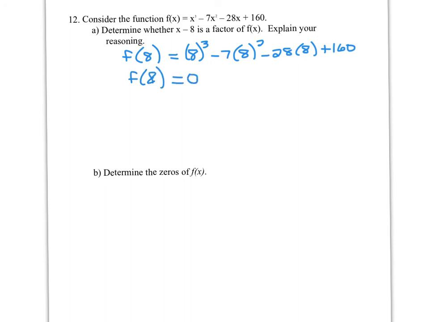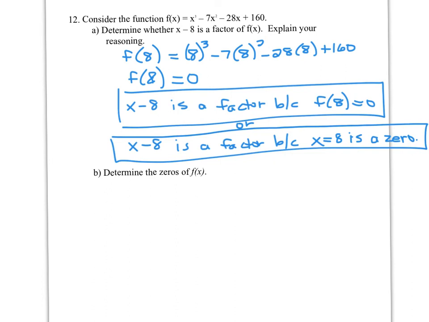So what that tells me is, since f of positive 8 equals 0, x minus 8 is a factor. So you could say that x minus 8 is a factor because f of positive 8 equals 0. Or another way of saying that is x minus 8 is a factor because x equals positive 8 is a 0. Either way is fine. All right, so part B wants us to determine the zeros of f of x.